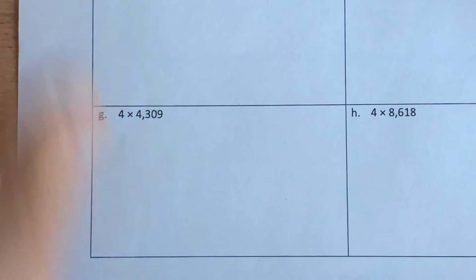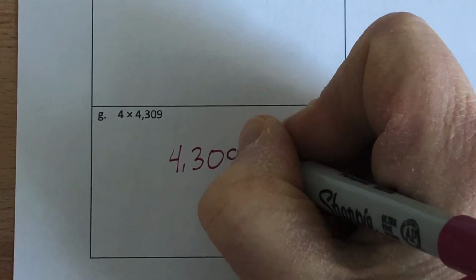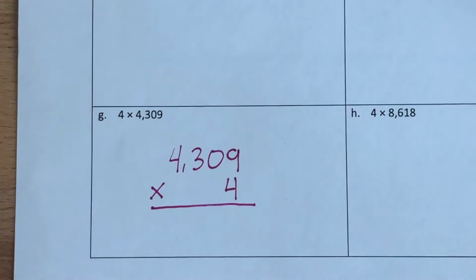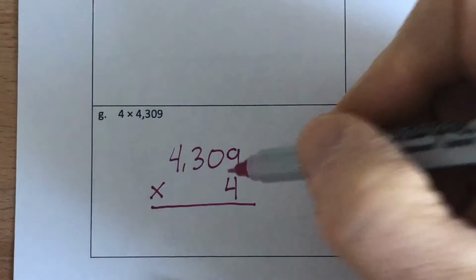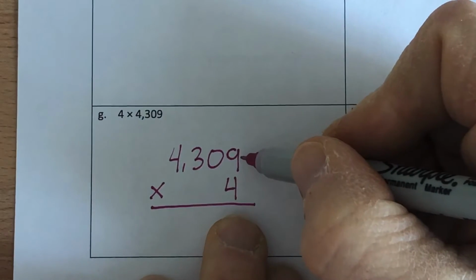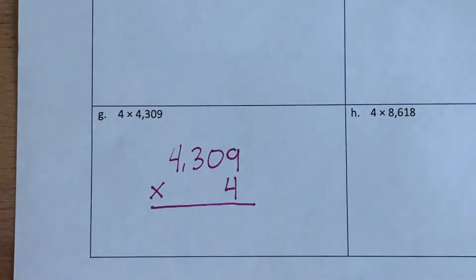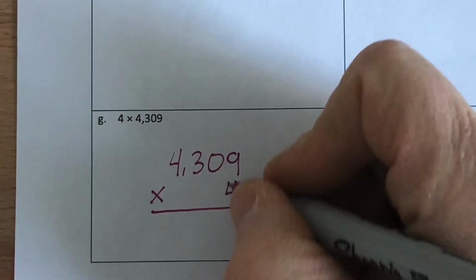All right, and I'm going to skip down here all the way to the bottom for G. And let's try that one together. Let's write out 4,309 times 4, okay? Again, nice and neat when I'm writing this out, all right? Okay, so 4 times 9. If you need to use a multiplication chart, be my guest, all right? I would like you to start memorizing these facts or developing a way where you can come up with these facts quickly. 4 times 9 is 36.